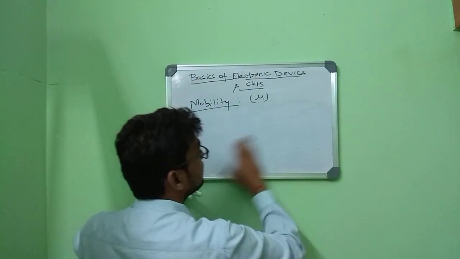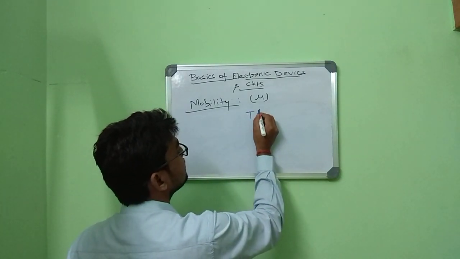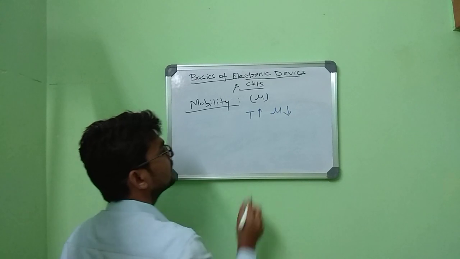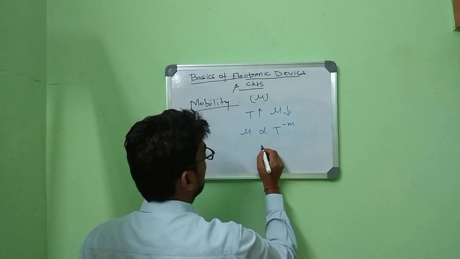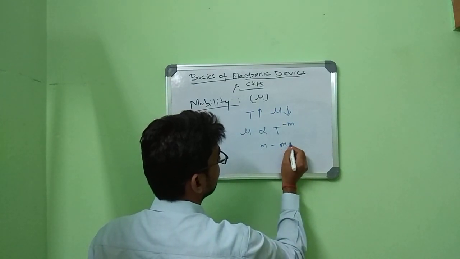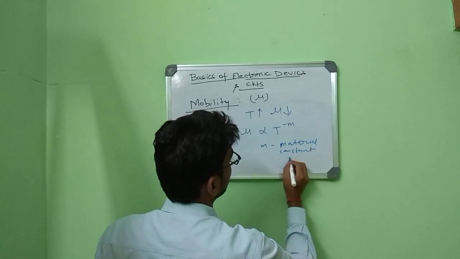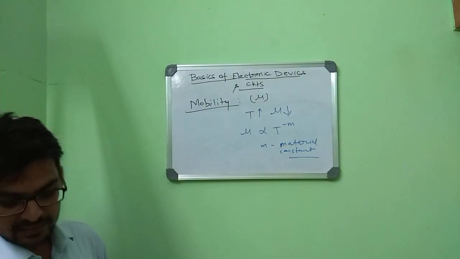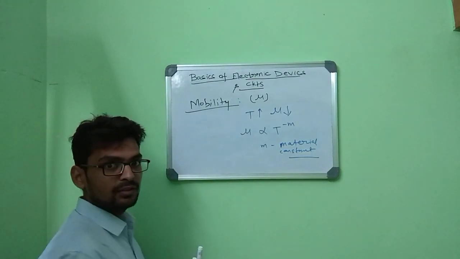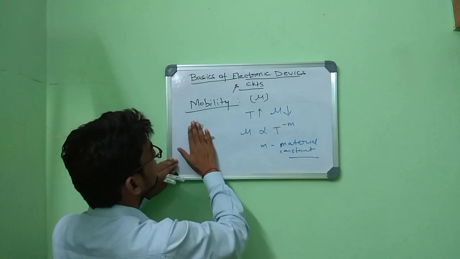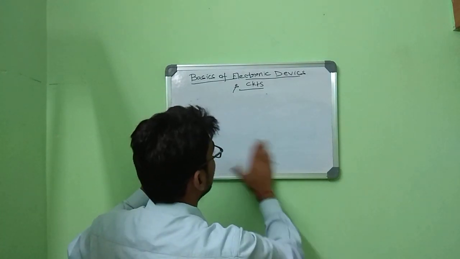Mobility depends on temperature also. If you increase the temperature, mobility decreases. Then mu is related to T by a power law with exponent minus m, where m is a material constant. This is the mathematical relation between temperature and mobility. It's very interesting. If you study further, you will find this plays a very important role in electronic devices and their performance.